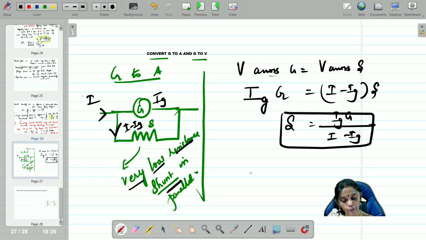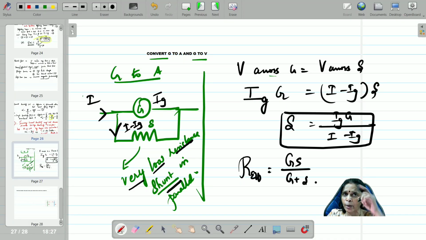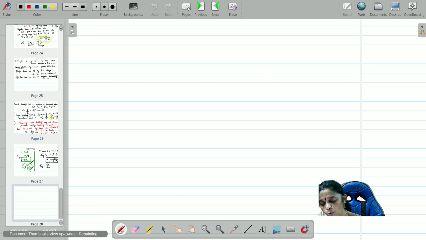If you want to find out the effective resistance, you can say that R effective is equal to GS divided by G plus S, because in parallel, you know that 1 by G plus 1 by S. Take LCM, you will get the same thing. So G to A is over. So now G to V.